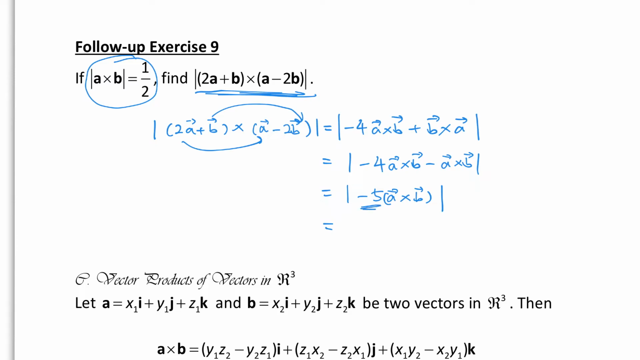Because negative 5 only affects the magnitude of A cross B, maybe you can take it out. But remember, magnitude must be positive, so 5 times the magnitude of A cross B, which is equal to 5 over 2.